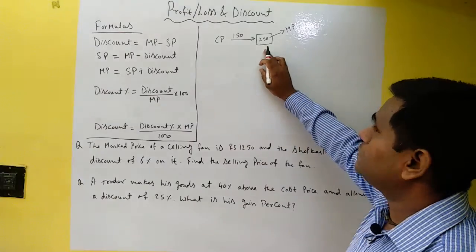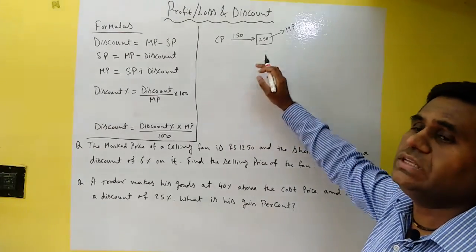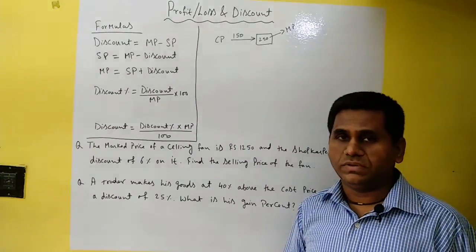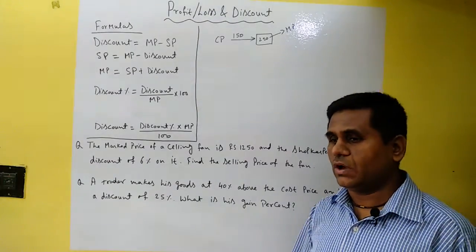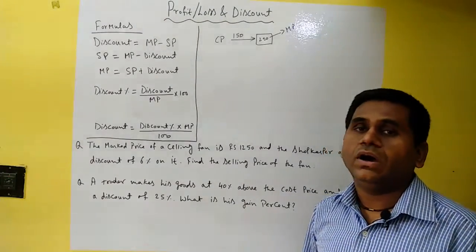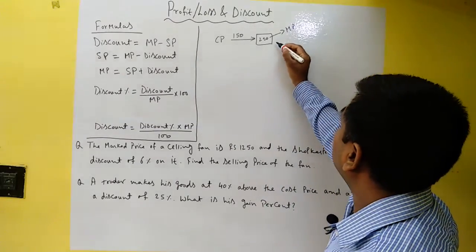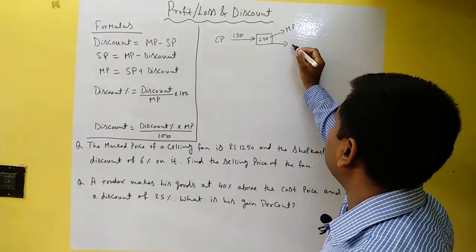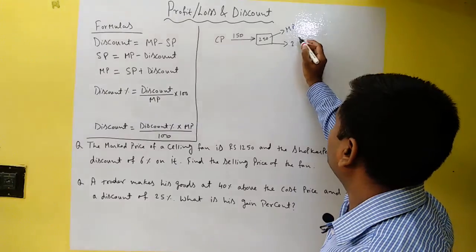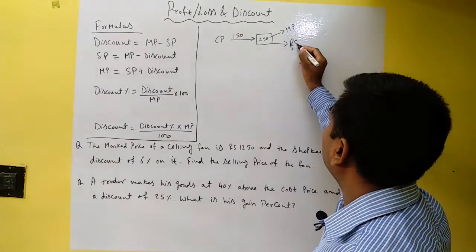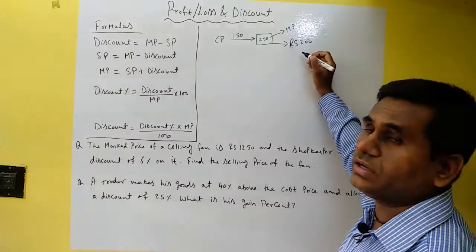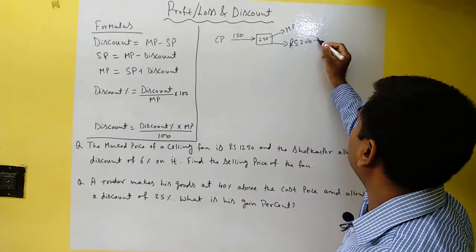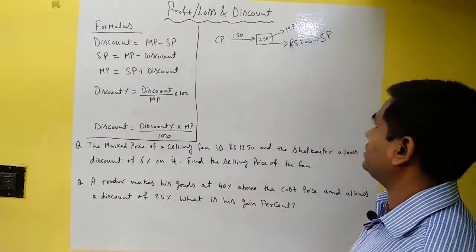So marked price is 250, but actually he is not selling it for 250. He is showing the customers that he is giving some discount. So he will sell it for, I'll write here, rupees 200. So he is selling it for 200. So 200 becomes the SP, selling price.